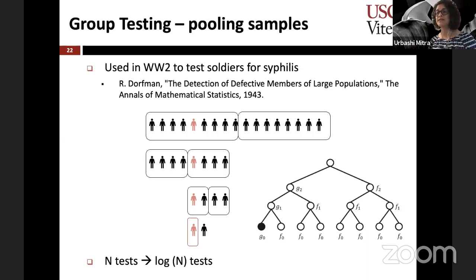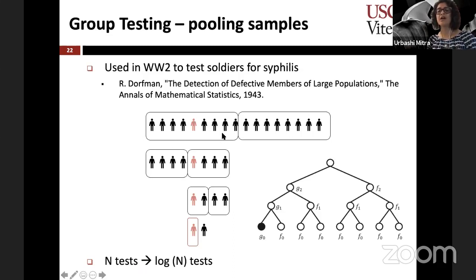This was a blood-based test. And so what they would do was take samples from larger populations of individuals and pool them together. And if one or more of the individuals in this pool were positive for the disease that was being tested for, they could then decide to look at that particular group.